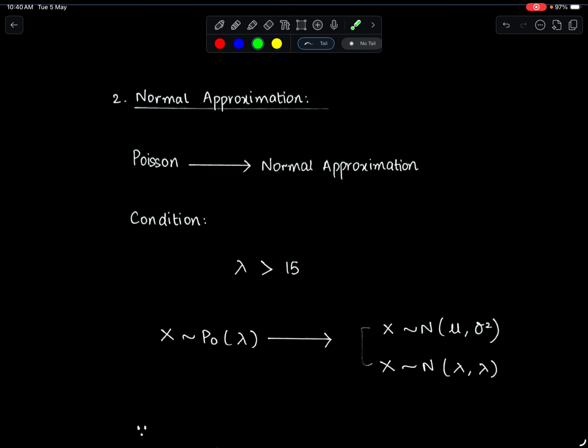Now, normal approximation to Poisson distribution. Simply Poisson to normal basically. This is the condition for the approximation: lambda must be greater than 15.